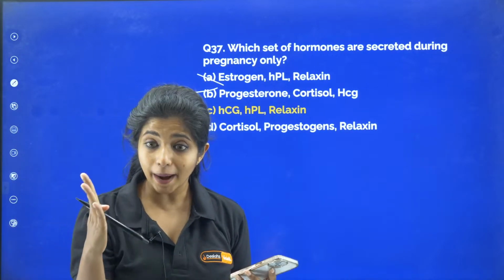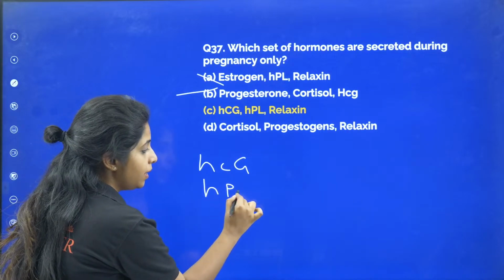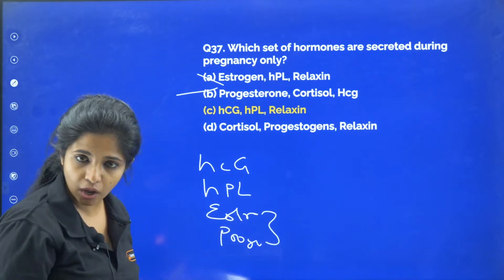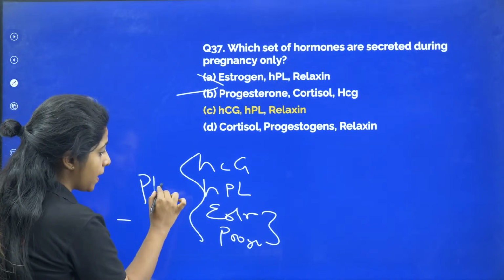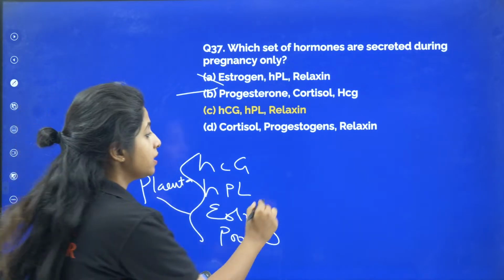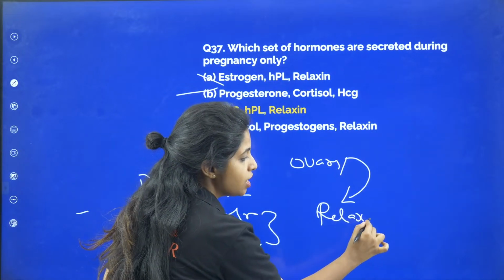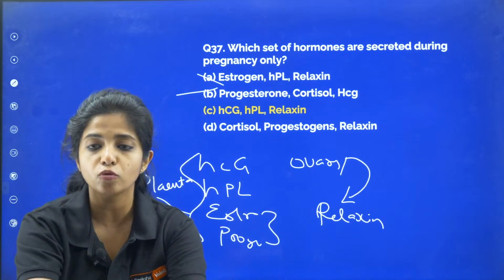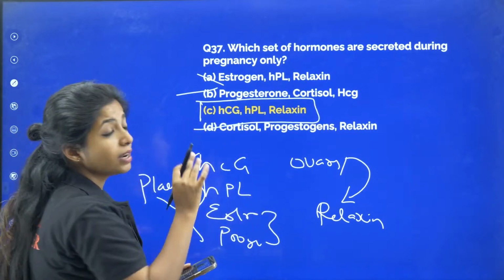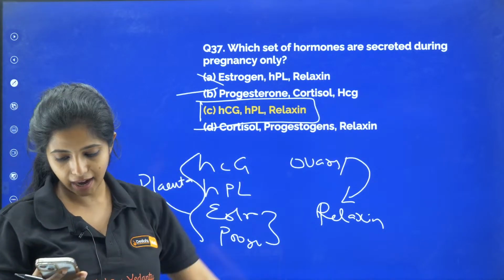Listen to me. There are 4 placental hormones, that is HCG, human chorionic gonadotropin, and then HPL, and then estrogen, and then progesterone. But these are usually released in our body also. But if you're asked about placenta, they release these 4 hormones. Now, apart from that, in the case of our ovary, during the later phase of pregnancy, it releases relaxin, so that the muscles are relaxed and the baby can move out very easily. So, the only hormones released during pregnancy are HCG, HPL, and relaxin.